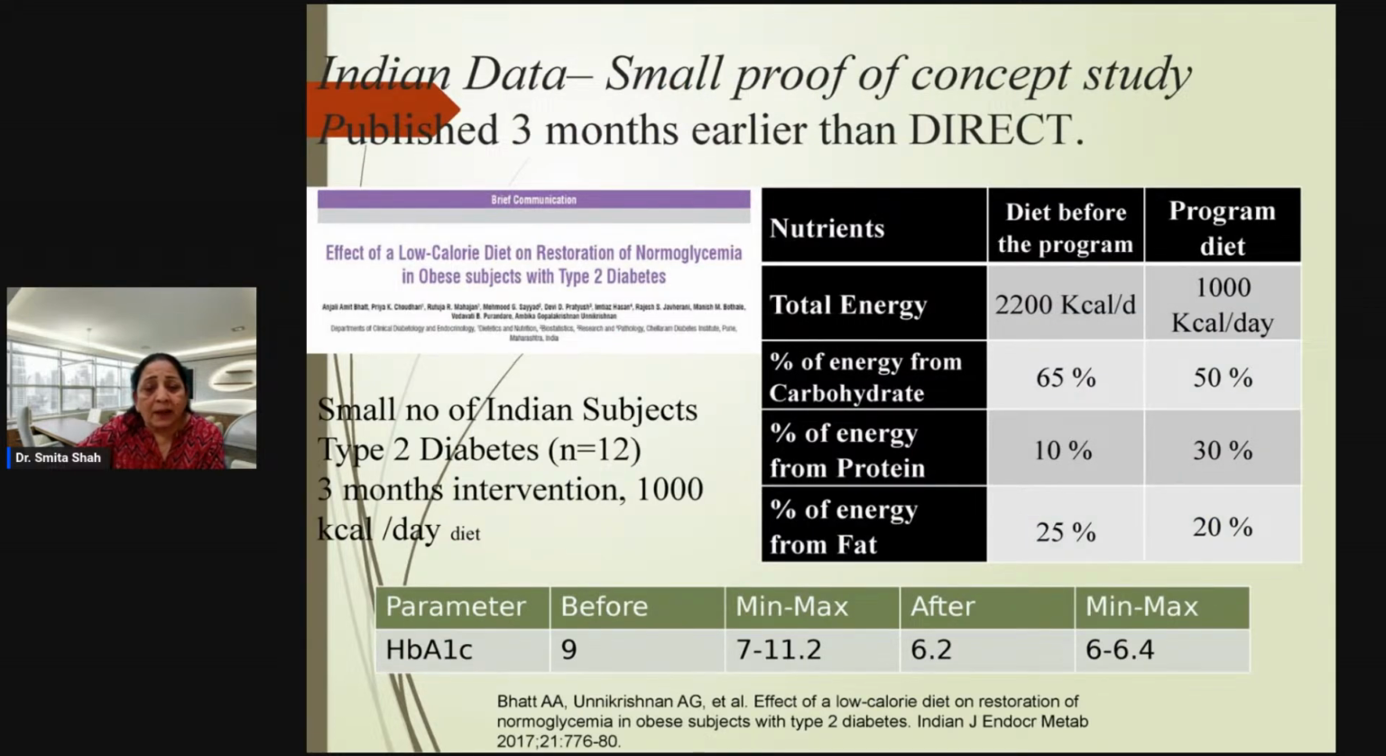This was done by Dr. Unnikrishnan and Dr. Anjali Bhatt. This study was done 3 months earlier than the DiRECT study, and in this study the intervention group was given 1000 kilocalories, 15% carbohydrate, 30% protein, and 20% fat. And you can see the result: the HbA1c was 9, and after 12 weeks the HbA1c was 6.2, a reduction of almost 3%.